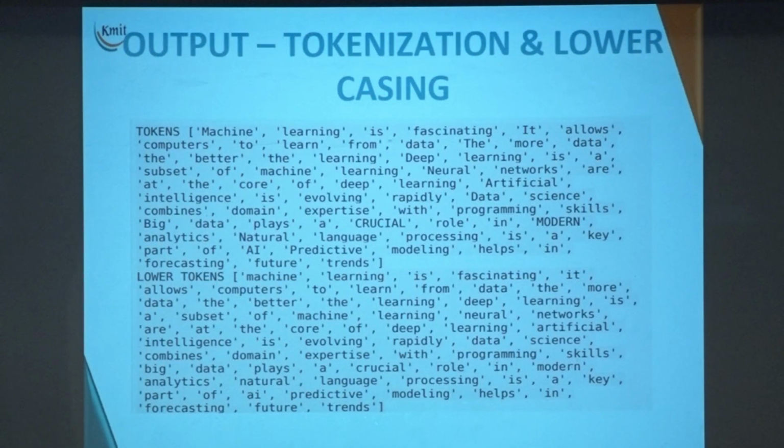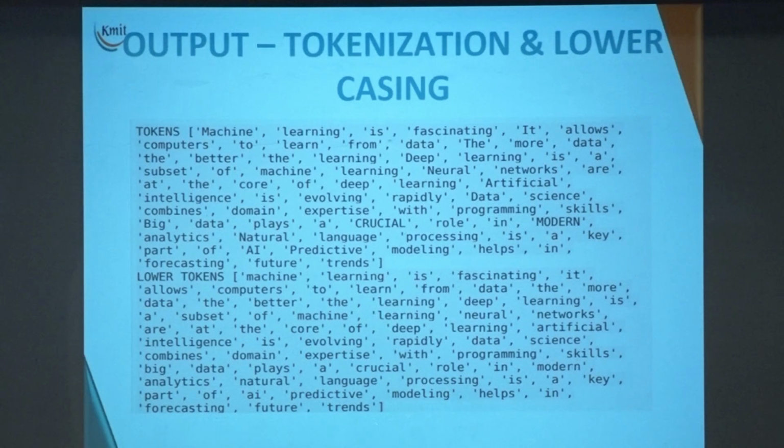Machine, before lowercasing, has M capital. Machine, learning, is, fascinating, it. So all spaces and the boundaries of full stops are gone. You got all your proper tokens, but then you apply dot lower and convert all of them into lower tokens. You can see below, I have even printed lower tokens. So in this step, I have tokenized my text as well as converted it into lowercase.